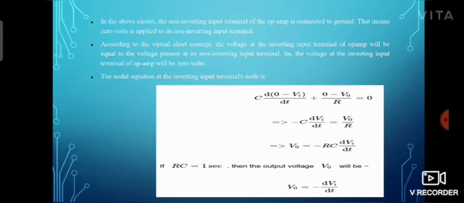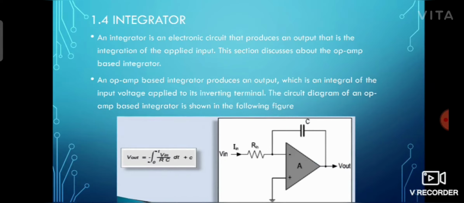V naught equal to minus RC dVi by dt. If RC equal to 1 second, then the output voltage V naught will be V naught equal to minus dVi by dt. Fourth, we are going to see about the integrator.